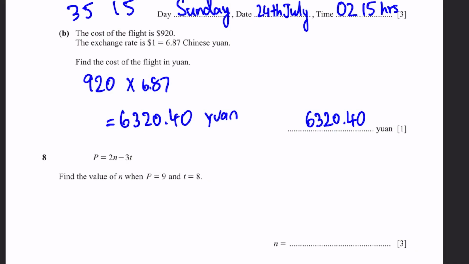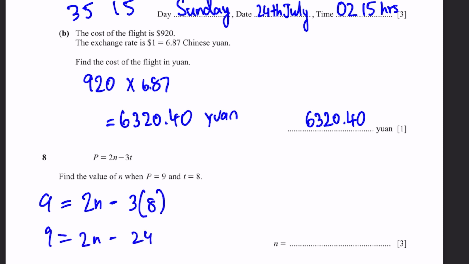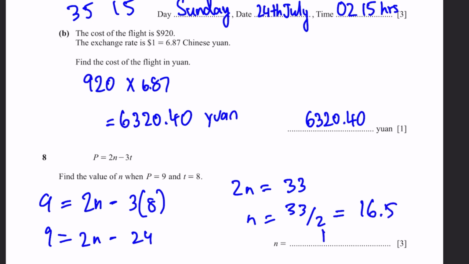8th question. P equals 2n minus 3t. Find the value of n when p equals 9, t equals 8. 9 equals 2n minus 3 into 8. So 9 equals 2n minus 24. 2n equals 24 plus 9, 33. N equals 33 by 2, which is equal to 16.5. So n is 16.5.